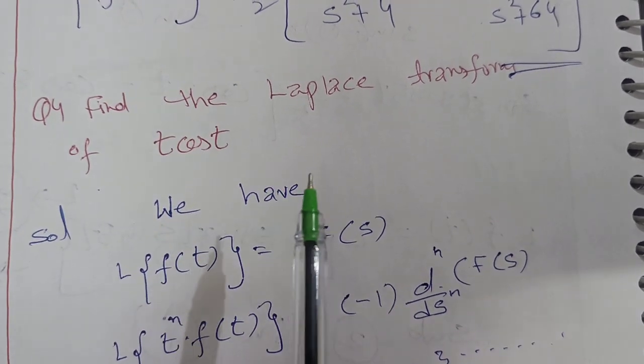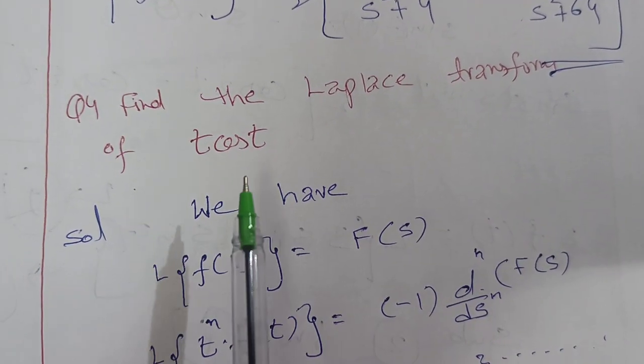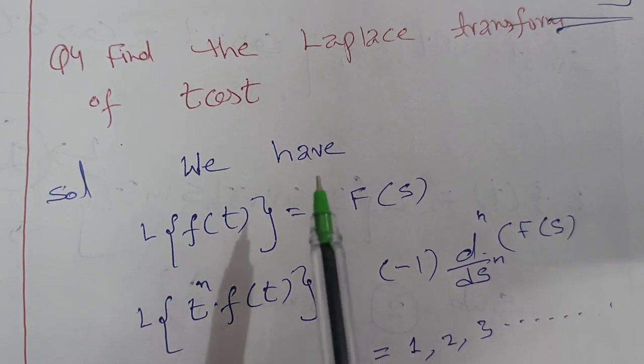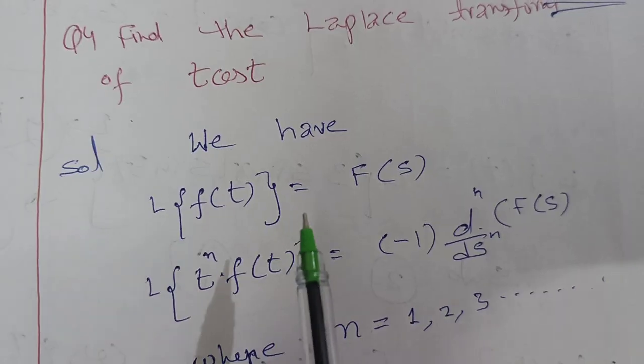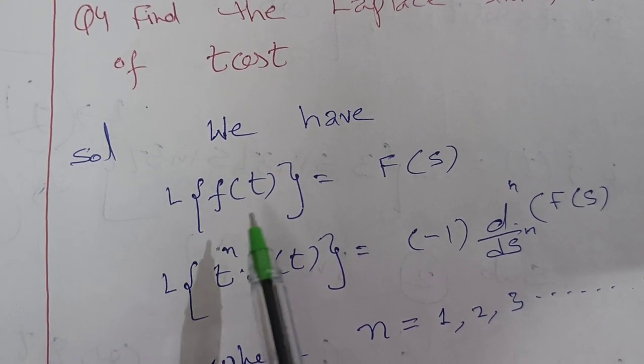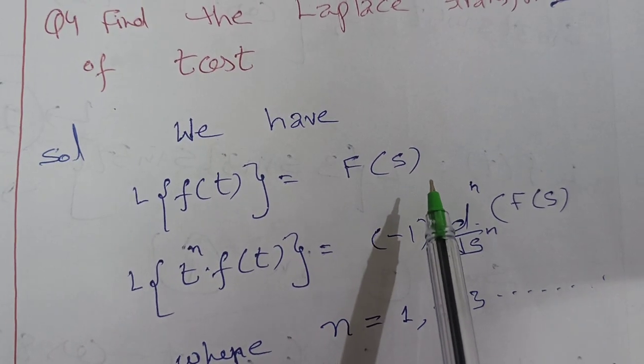In this problem, we have to find the Laplace transform of t cos t. To solve this problem, by the definition of Laplace transform, L of f of t is equal to capital F of s.